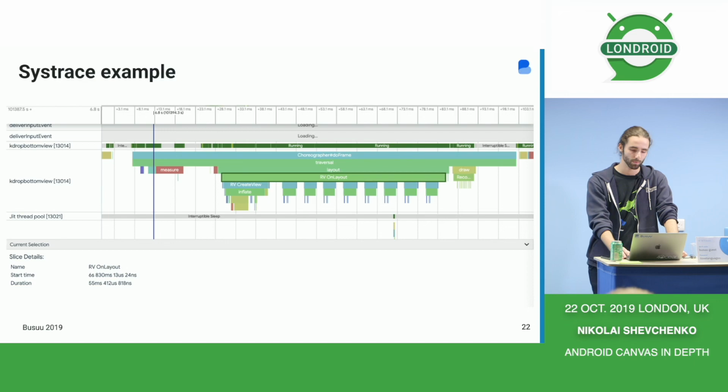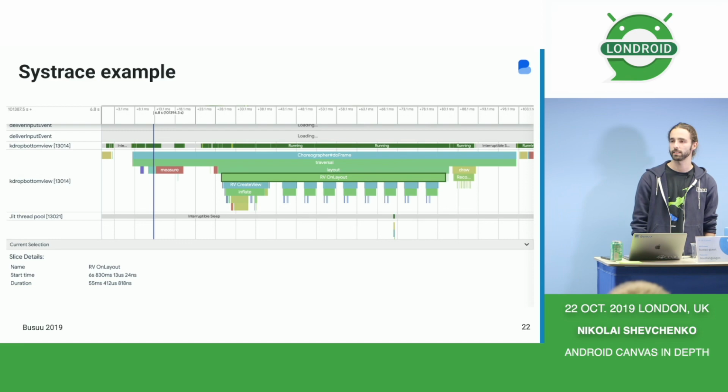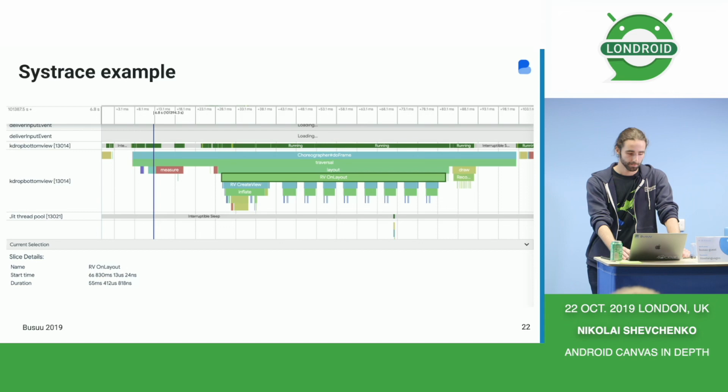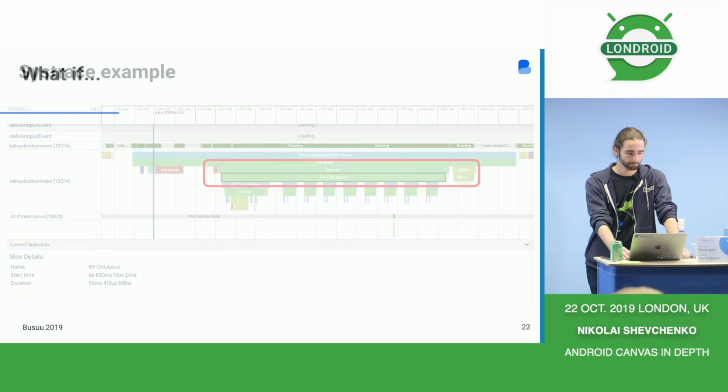That's acceptable because we're starting the app and everything else is happening. But if you already started doing some animations immediately or during populating the RecyclerView, your animations are going to drop. You're going to see janky behavior in your app. So 55 milliseconds, all right, we should probably try to fix this. And what if? You can already guess what if.